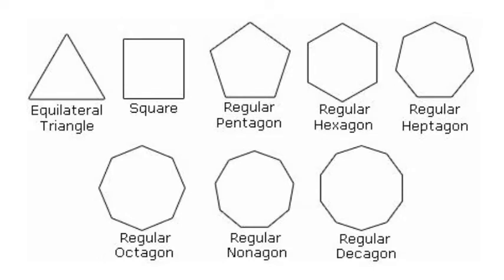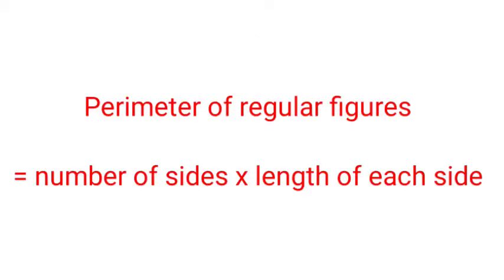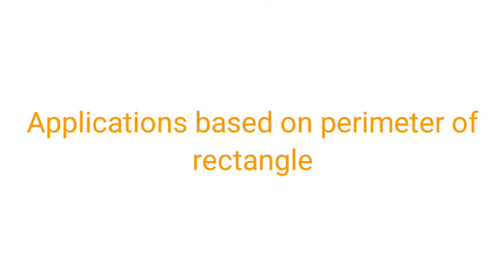We have also seen some regular figures, that is the square, the equilateral triangle with all three sides equal, the regular pentagon with all five sides equal, the regular hexagon with all sides equal, and many others. We have also seen the formulas to find the perimeter of these regular figures. The common formula for all these regular figures is multiplying the number of sides by the length of each side. So today we'll solve some word problems related to the perimeter of a rectangle in our topic mensuration.